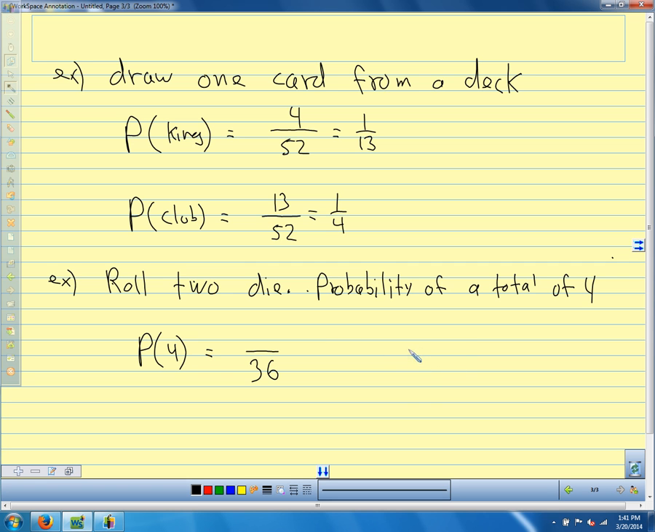And then we're going to just list out the possibilities for getting a 4. What are some combinations that give us a 4? 1 and 3, 2 and 2, and then a 3 and 1. So those are our possibilities. We get 3 possibilities that give us a total of 4. So our probability is 3 out of 36, or 1 in 12. Probability of rolling 4 is 1 in 12.